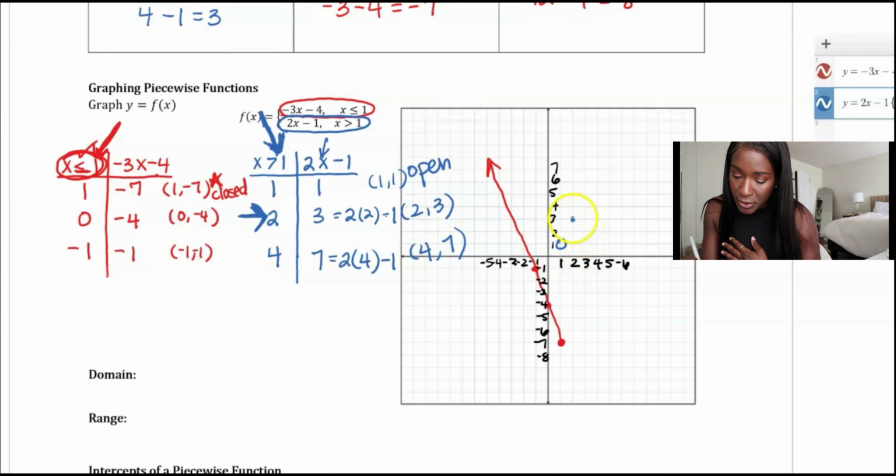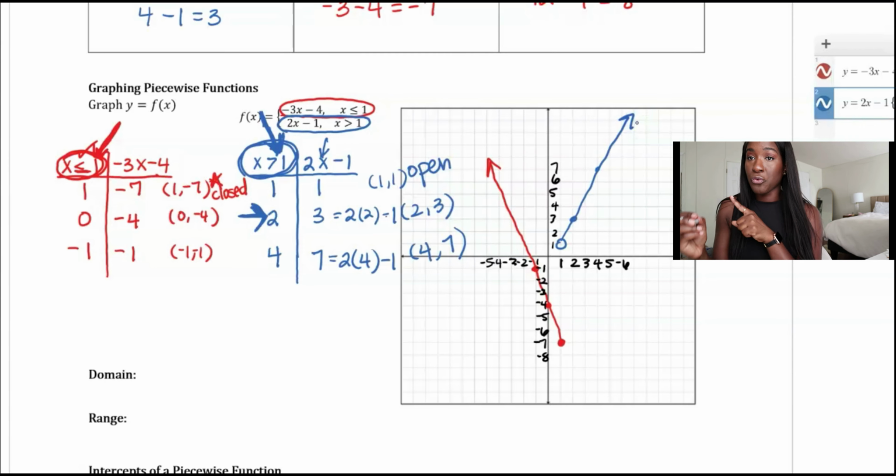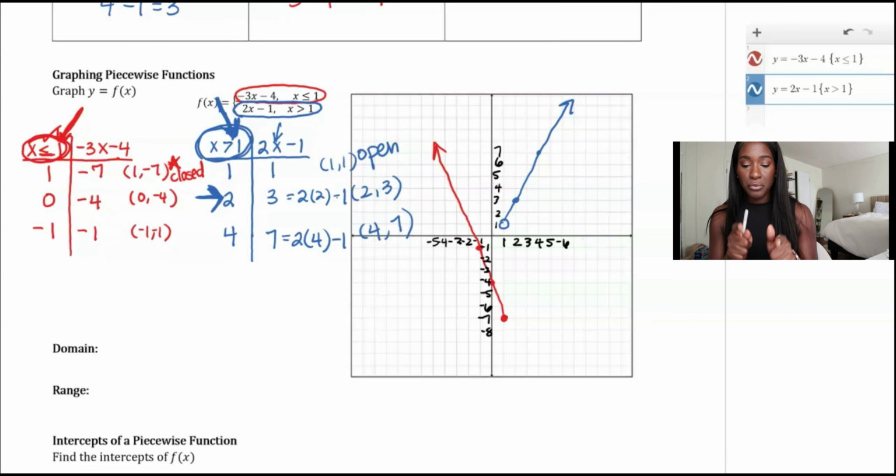Okay, I'll plot the 2, 3 and I'll plot the 4, 7. And then I will connect those points, ranging in the direction of x values that are greater than 1. So when you connect these 3 points, head off to the right. Make sure you're only covering the x values that are greater than 1. And that's what the graph of this piecewise function looks like. Notice the open and closed circles, okay? That's important. You determine that based off of which inequality had the or equal to. The red inequality had the or equal to, it gets the closed circle.